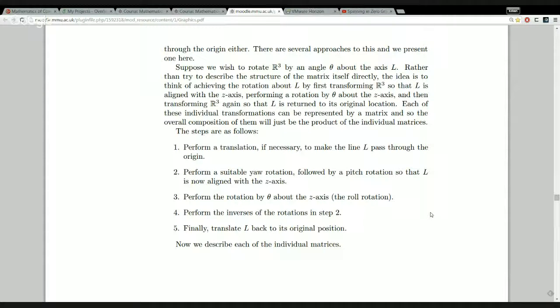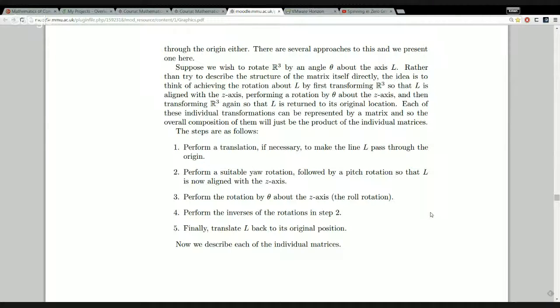Performing a pitch rotation. Now, the line L, which I'm supposed to be rotating around, is now going along the z-axis. So now I rotate space around the z-axis by this angle of theta. So this is step 3. Perform the actual rotation by the angle theta that I'm interested in. And that's going to be a roll rotation, rotating around the z-axis. So space will get rotated.